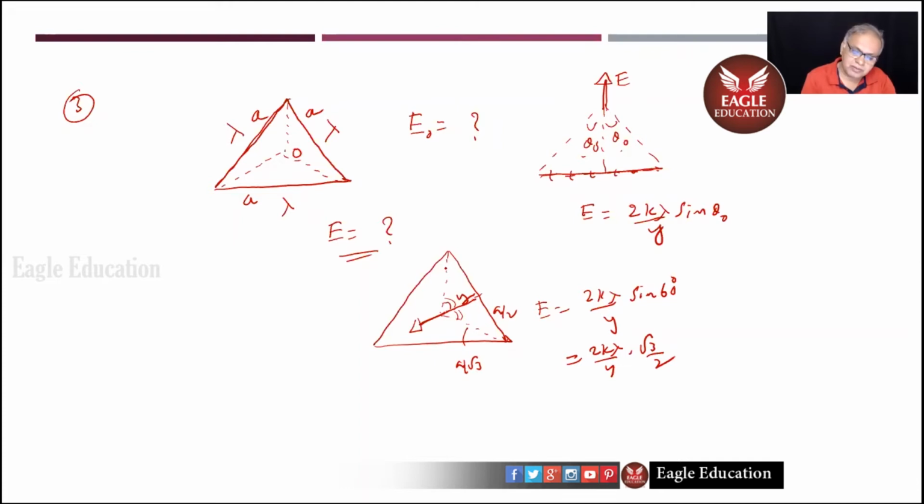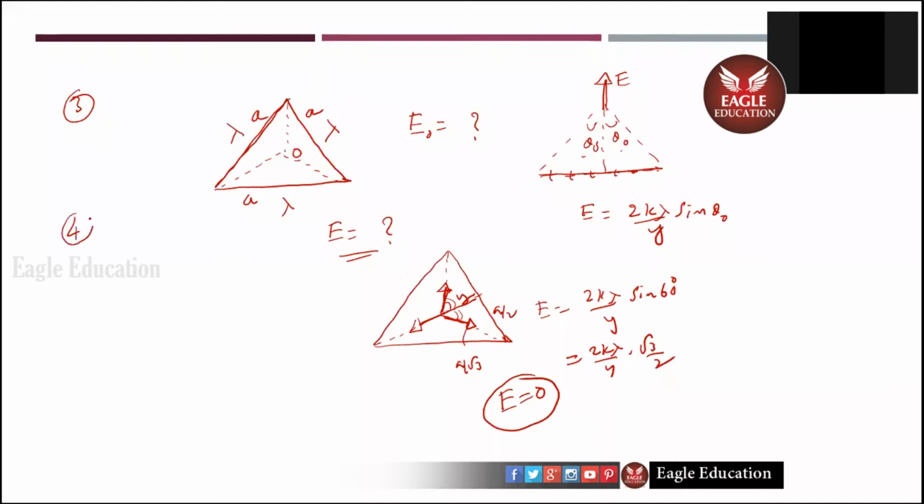But look, because of the other one, it will be along this. Because of this one, it will be along this. All are equal and make 120 with each other. Therefore, E is 0 again. Okay? Tell me. Yes, sir.